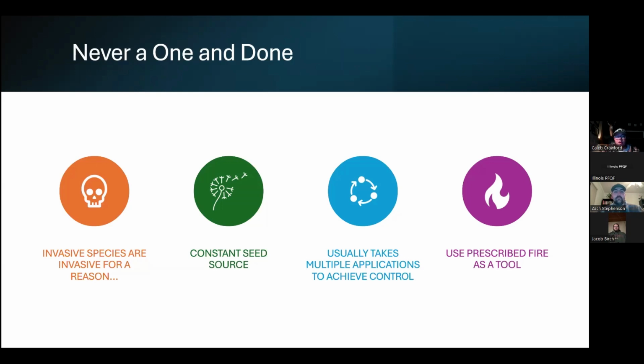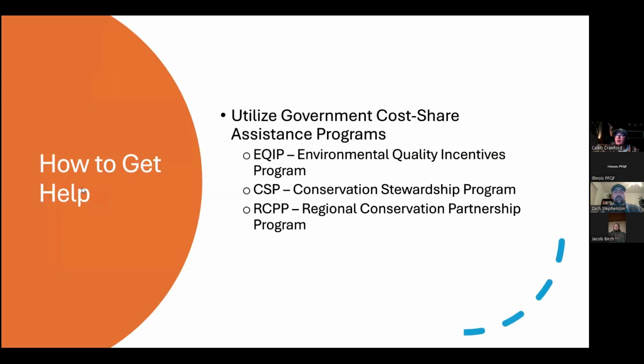So how do you get help? You can utilize government cost share assistance programs. Some of these are listed here, like EQIP, which is the Environmental Quality Incentives Program. The CSP is the Conservation Stewardship Program, and RCPP is the Regional Conservation Partnership Program. So usually, EQIP is kind of considered the fix it program, where you can go in and treat your invasives.